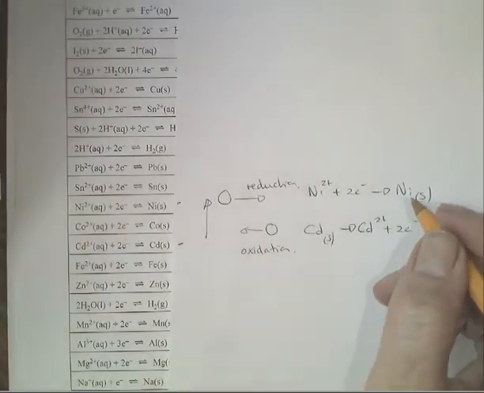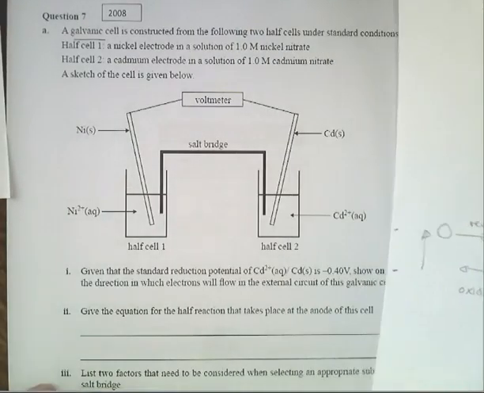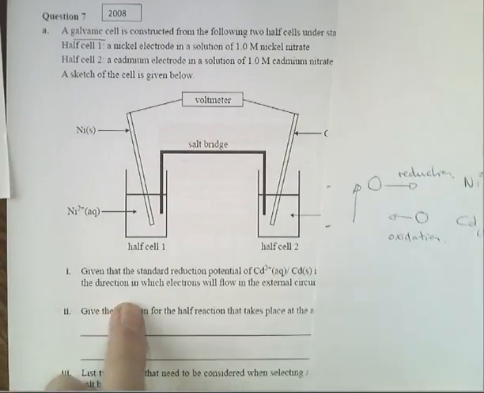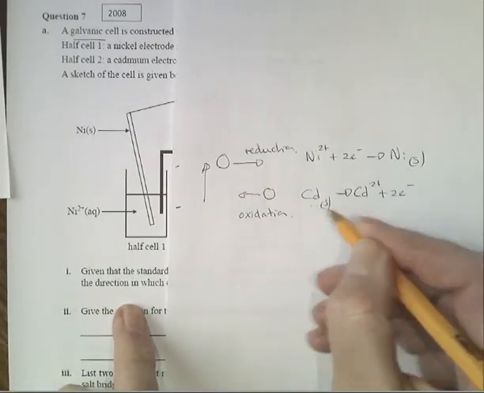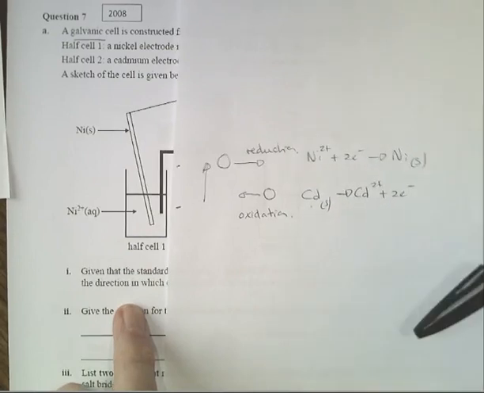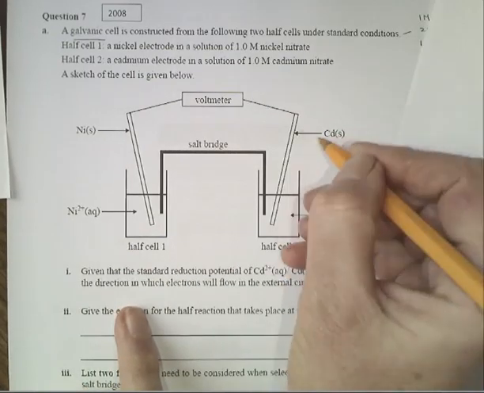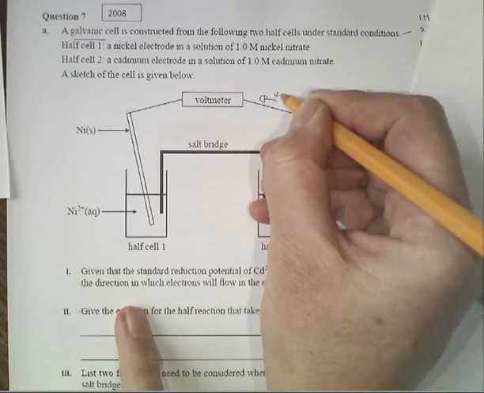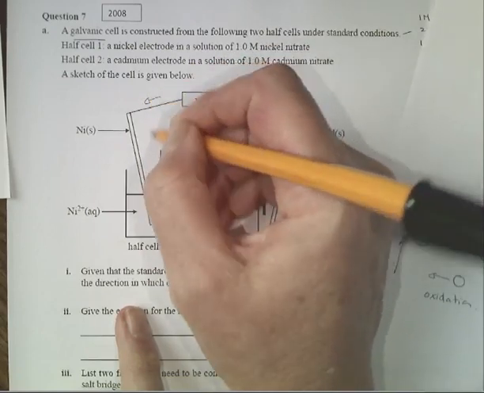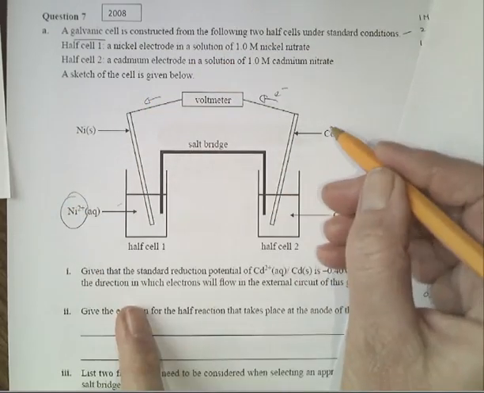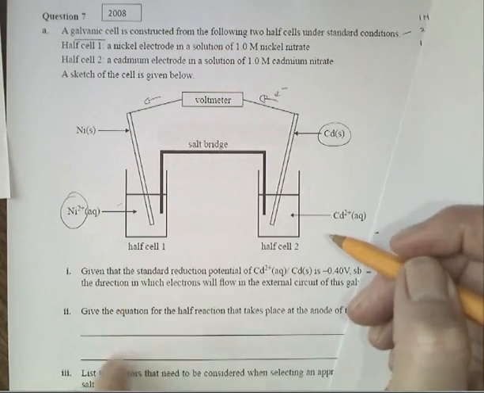Okay, so the question was, which directions are the electrons going? They're coming from the cadmium, being lost, and going to the nickel. Coming from the cadmium and going to the nickel. So these are the two that are reacting.